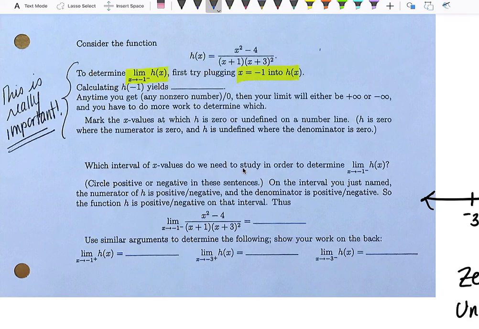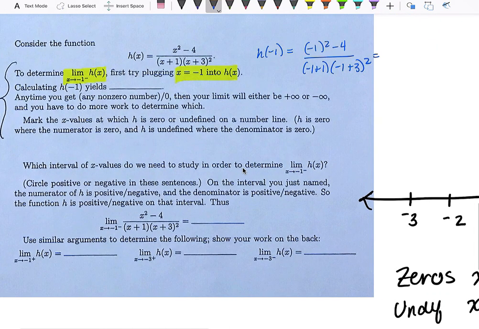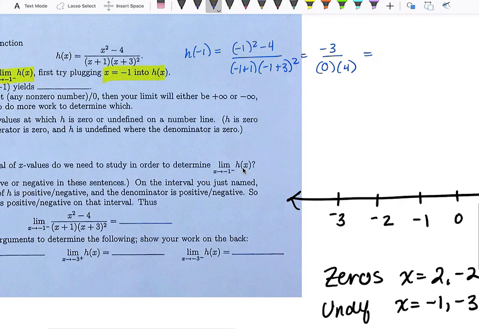So let's do that. h of -1 is going to be (-1 squared minus 4) all over (-1 plus 1) and (-1 plus 3) squared. That is going to be -3 over 0. Well, that's a problem. And then that's going to be 2 squared, so that's going to be 4. So the denominator effectively becomes -3 over 0, but here's what we need to think about.